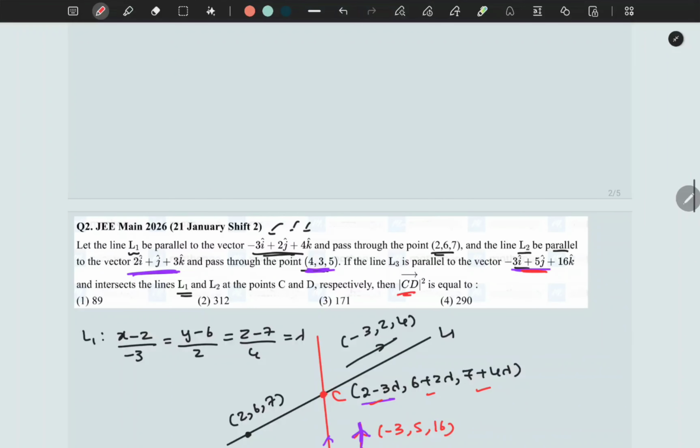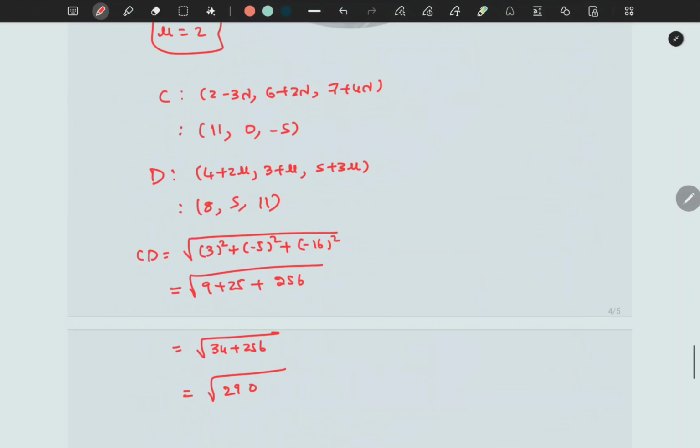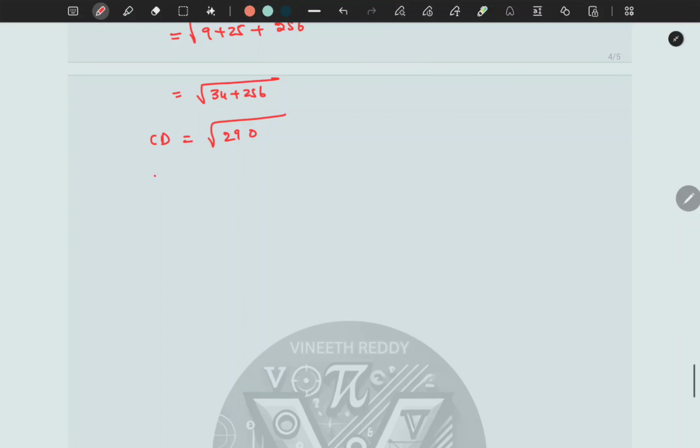What is he asking here? This is asking us to find the value of CD square. Okay, so CD square should be 290. I think 290 is the correct answer, dear students.